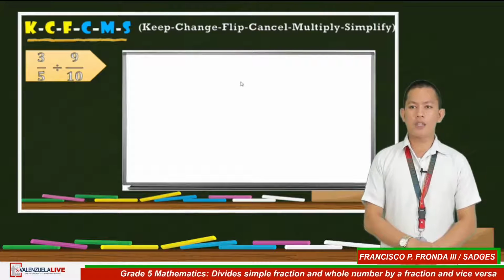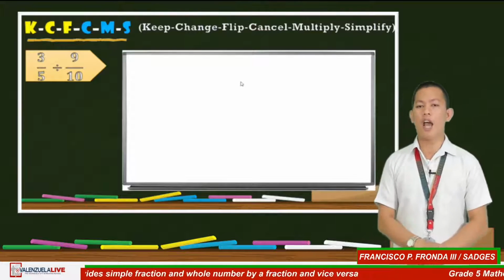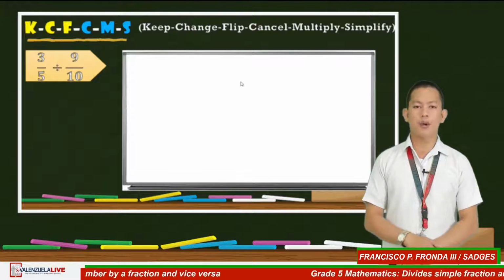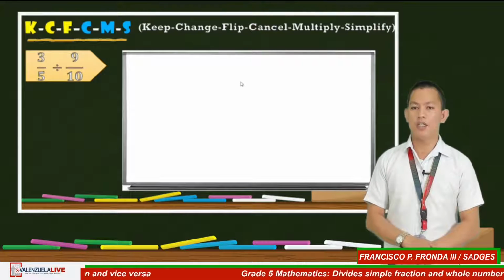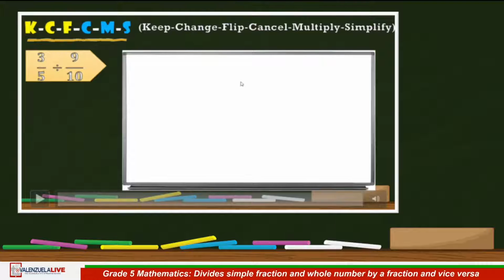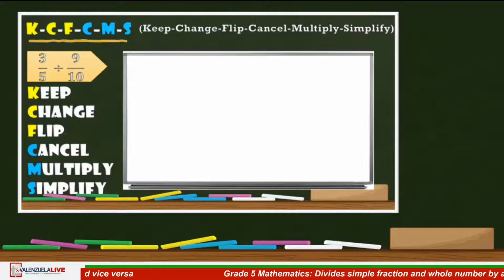Now, let's proceed to another way to solve this given set of fractions by using the acronym KCFCMS. Now, let's watch this video to understand what KCFCMS means. Okay, so let's proceed. To divide a simple fraction by another fraction, let's use the KCFCMS rule. We're going to keep, change, flip, cancel, multiply, and simplify. We're going to use this acronym to solve this set of problems.